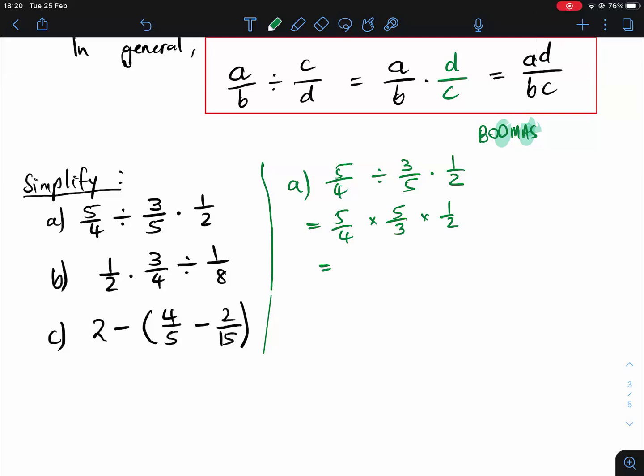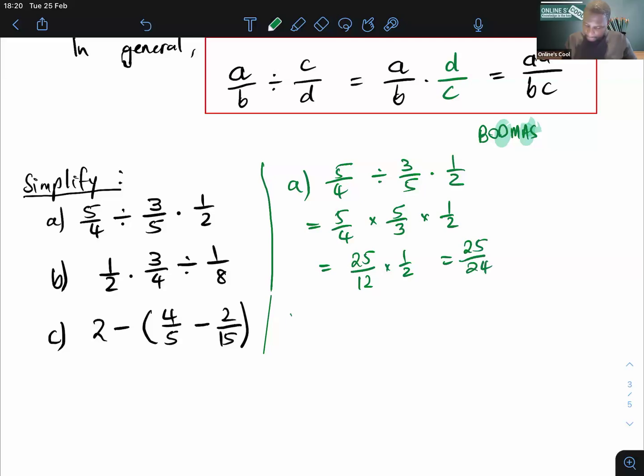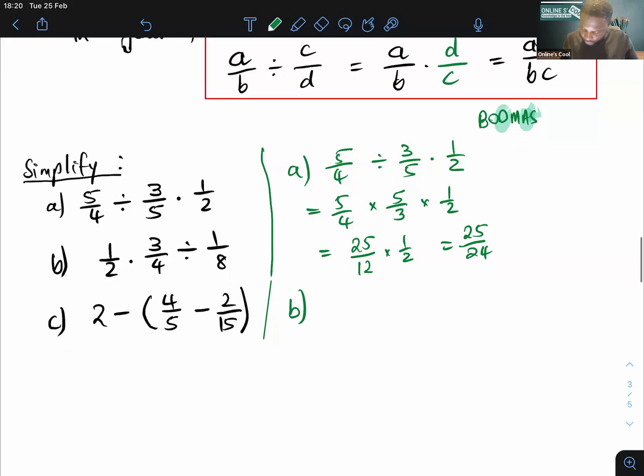You can say 5 times 5, which is 25, over 4 times 3, which is 12, times 1 over 2, which is 25 over 24. Correct. Next, B: 1 over 2, 3 over 4, divided by 1 over 8.